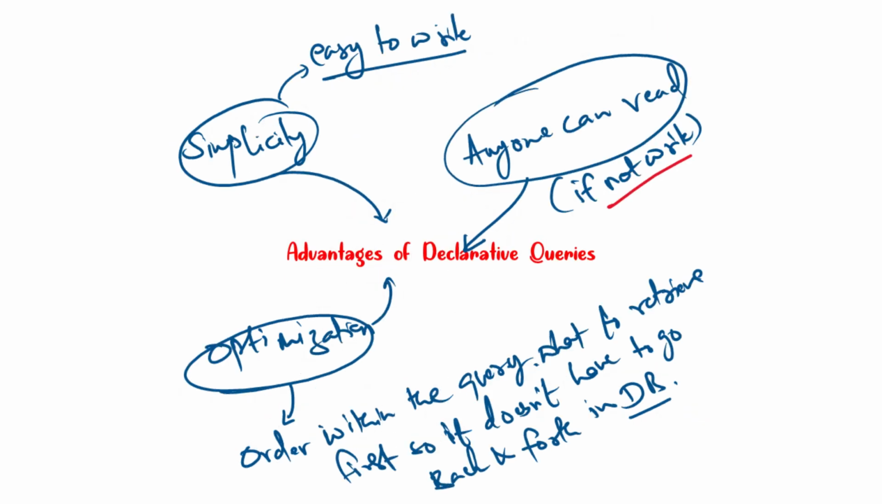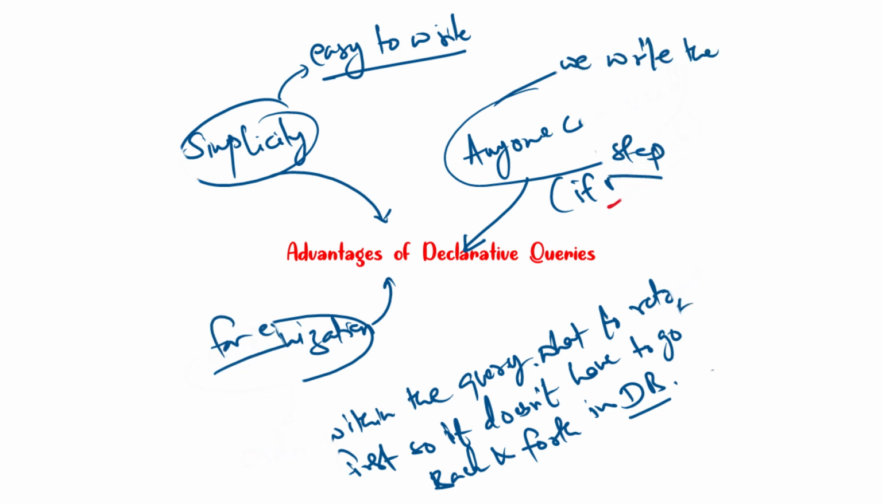Now, fourth characteristic is simplicity. Users can write queries without needing to understand the complexities of how the data is stored or accessed. And fifth characteristic is optimization. The database system can optimize the query execution plan for better performance. Maintainability. Queries are easier to read, write, and maintain since they focus on the what rather than the how.